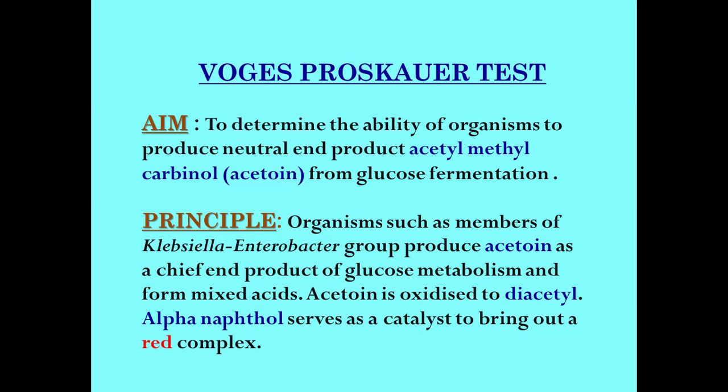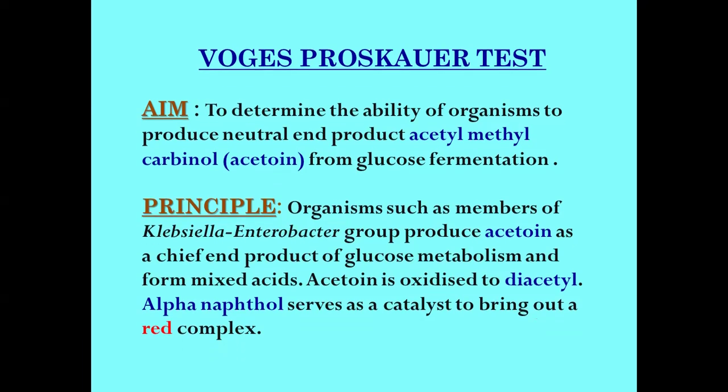Later, this acetoin can be oxidized into diacetyl by adding alcoholic alpha naphthol. It serves as a catalyst to bring out the red complex. So this is the principle behind the Voges-Proskauer test, and both methyl red and Voges-Proskauer can be tested in a medium called MR-VP. The same media can be utilized for both tests.